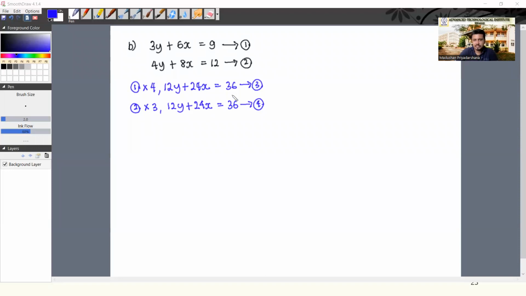Can we simplify it further? Can we or can't we? We can't, right? Why? Since the signs are similar, if we take equation 3 minus equation 4, what will happen? All the terms will get wiped out.